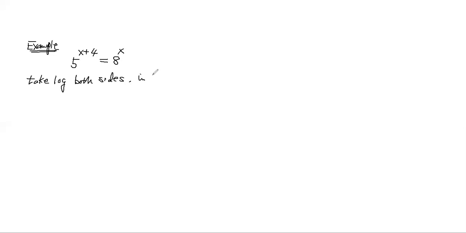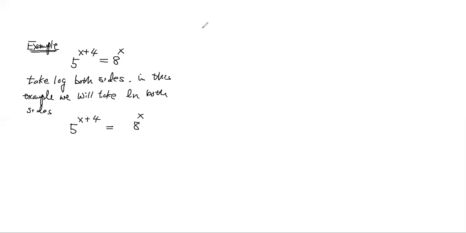So in this example, we will take the natural log of both sides. Like I said, it does not matter. You can take the log with base 100 or log with base 2, doesn't matter. So in here, we say, okay, let's take it. So this is my equation, right? 5 to the x plus 4 equal to 8 to the x here. Now let's take a natural log of both sides.